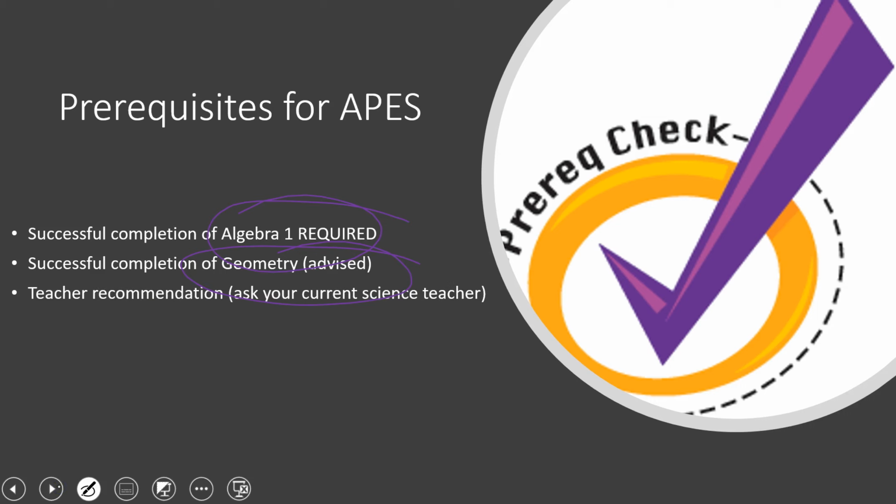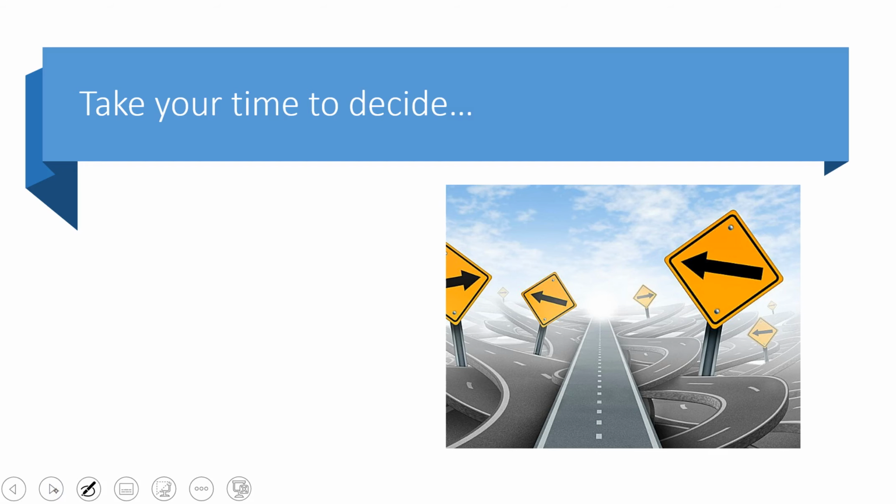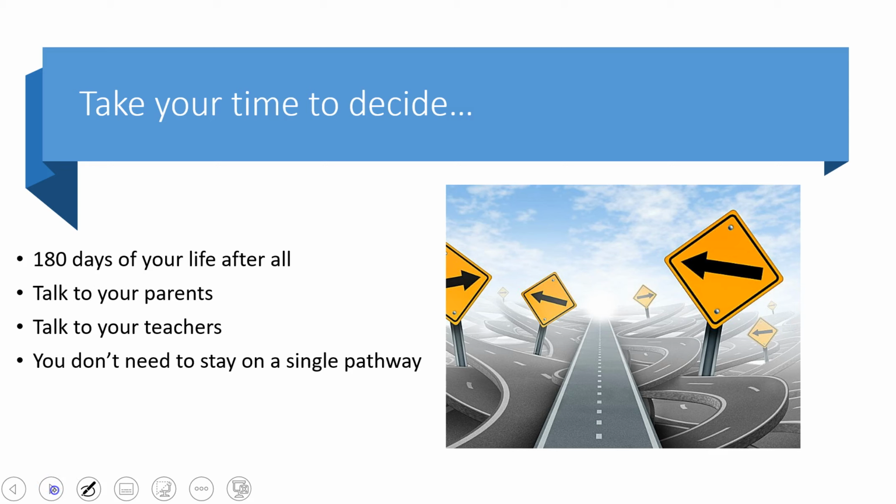And we definitely recommend that you talk to your current science teacher, whether that's face-to-face or through email. We think that you ought to get their recommendation or at least their input as to what class you should register for. So I do want to urge you guys to take your time to decide. It is going to be 180 days of your life, after all. So talk to your parents. Talk to your teachers. But don't worry too much, because regardless of where you start, you always have the option of changing pathways later on down the road.